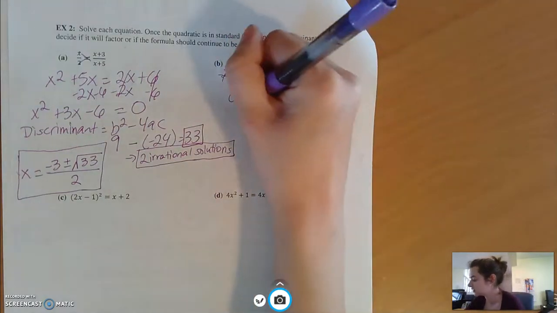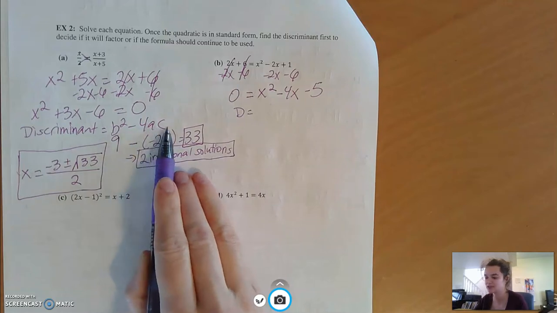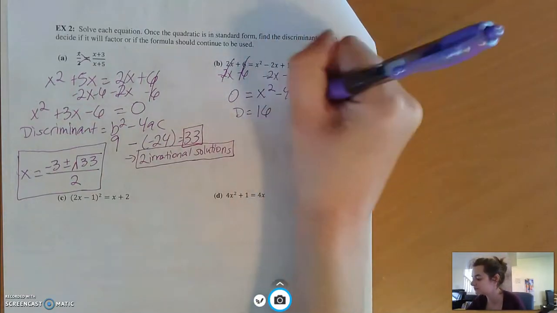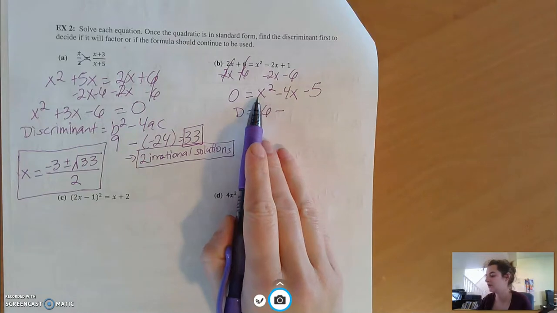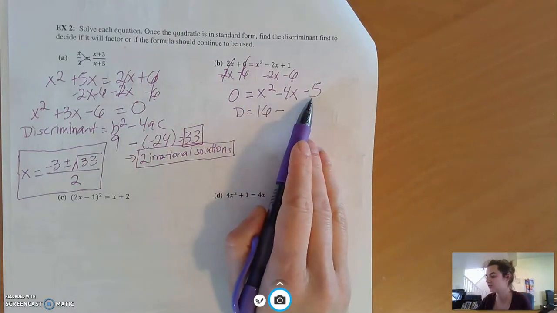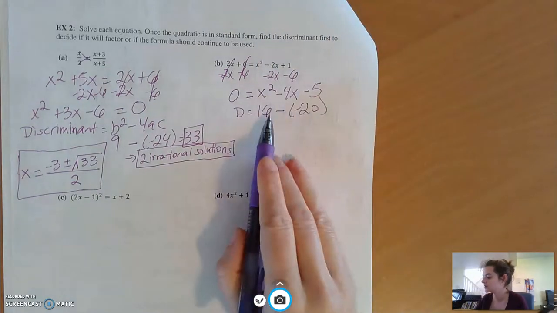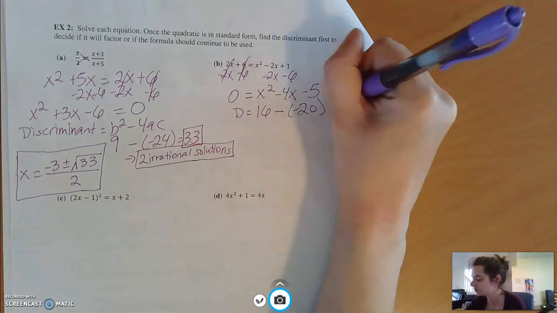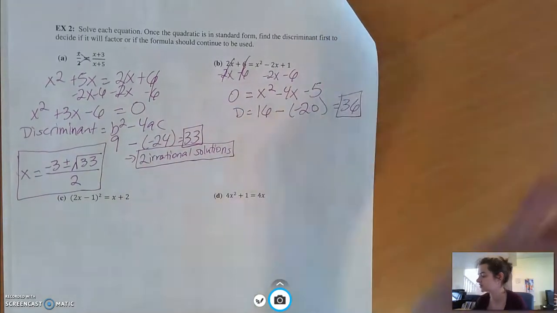Okay? So looking at the discriminant, my discriminant again is b squared minus 4ac. It's the thing underneath the square root. So b squared would be negative 4 squared, which would be positive 16, minus 4ac, so 4 times 1 is 4. Then 4 times c, which is negative 5, so 4 times negative 5 would be negative 20. 16 minus negative 20, that would be the same thing as 16 plus positive 20, which is 36. So my discriminant is 36.